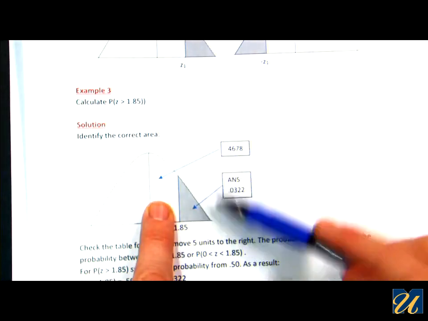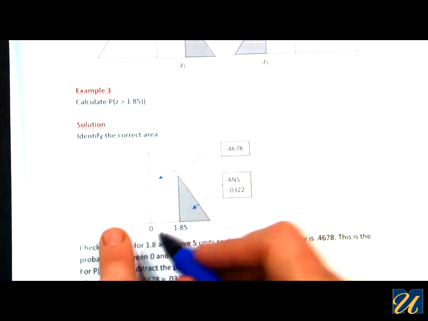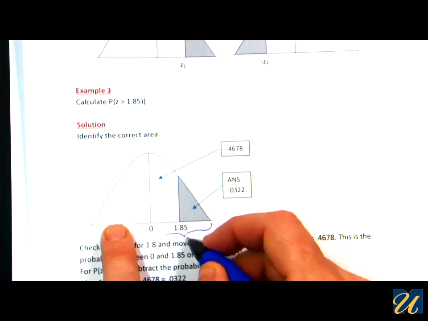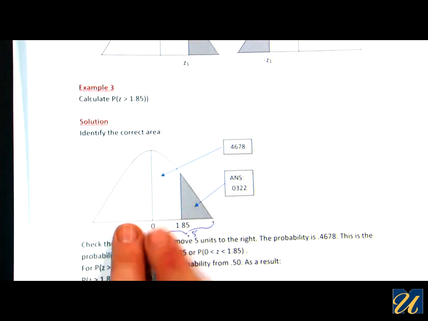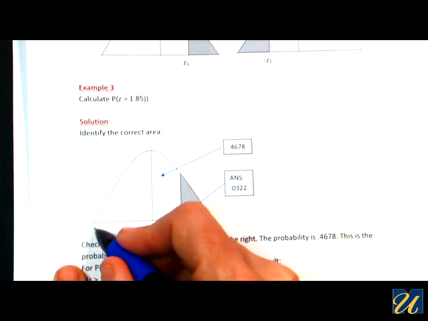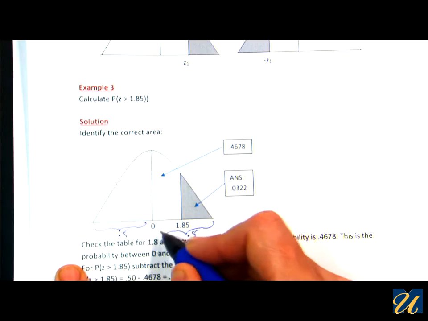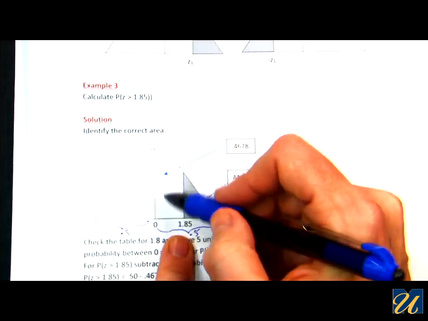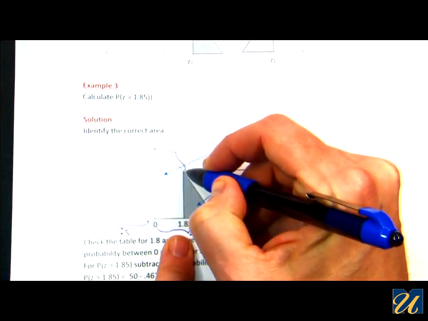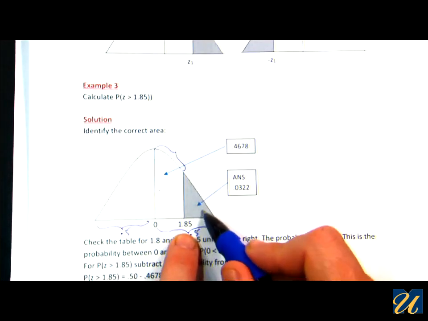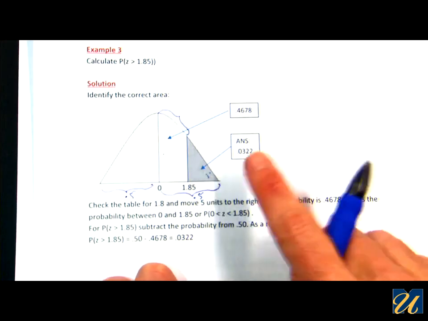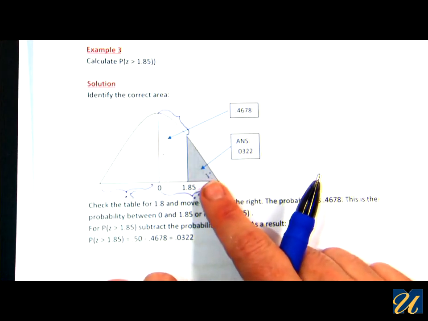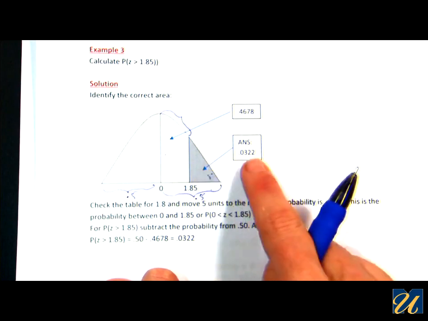We know that this part right here is 0.5, right? The mean separates a normal curve into two equal parts of 0.5 and 0.5. So you will take the area that you know right here and you will subtract it from 0.5 in order to find the area that you're looking for. If we do so, we will see that the probability that the z-score is greater than 1.85 will be 0.0322.